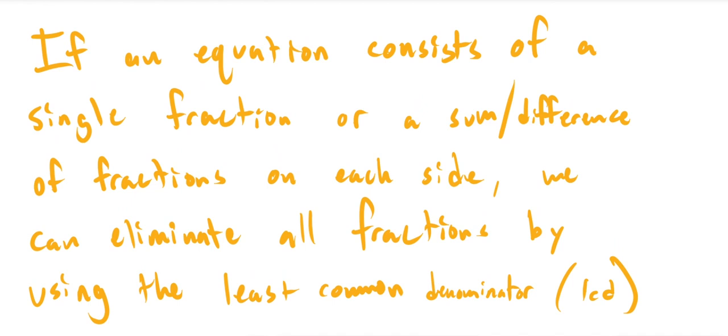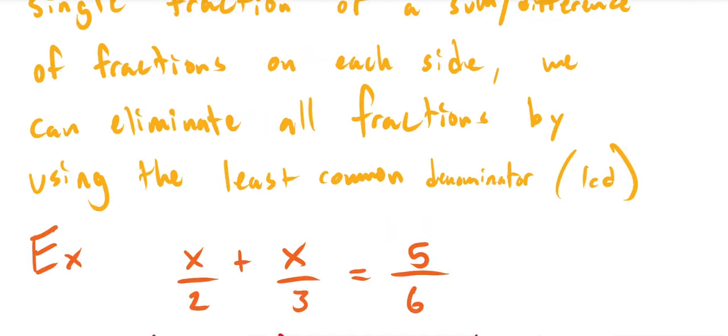Now, if an equation consists of just a single fraction or a sum or difference of fractions on each side, we can eliminate all of the fractions at once by multiplying by the least common denominator, which I'll call the LCD. This is your fraction killer. If you don't like fractions, this one trick will eliminate all the fractions in one step. So let's look at an example that first has no variables in the denominator.